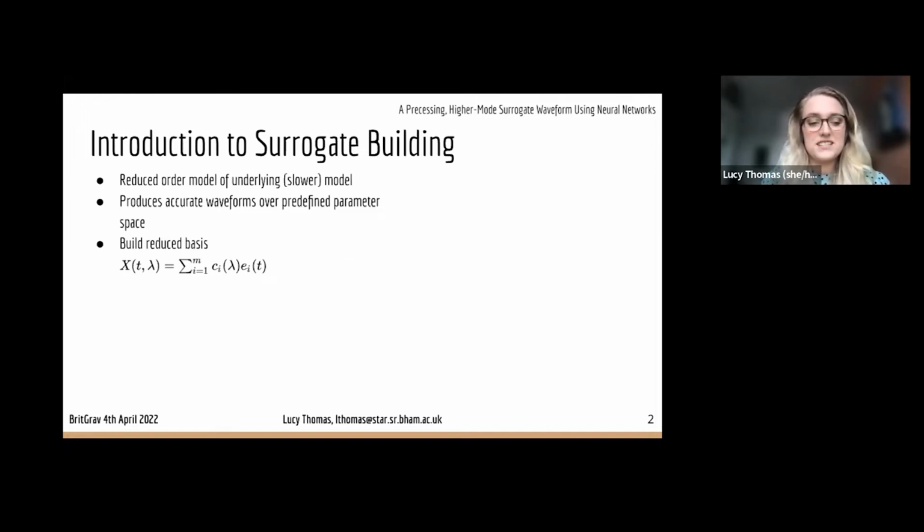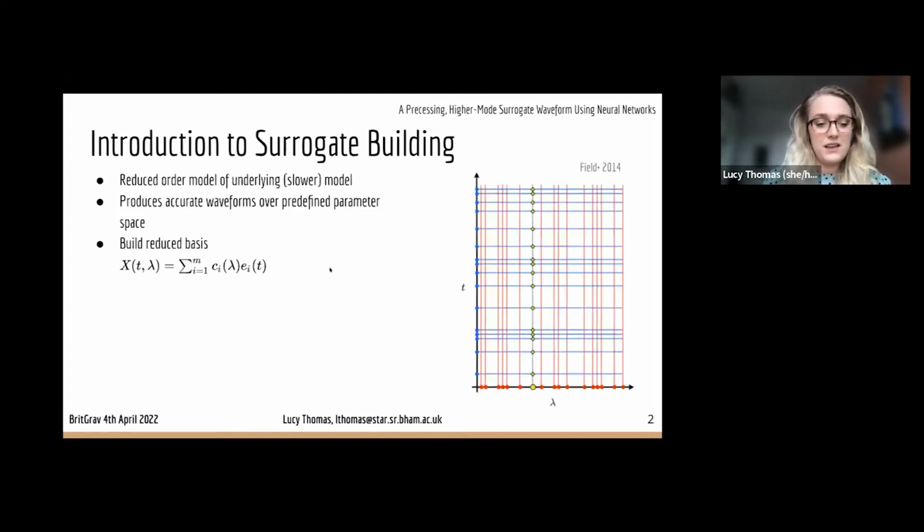over our chosen parameter space, our training space, each waveform can be represented as a linear combination of time-dependent basis elements multiplied by some coefficients which depend on the intrinsic parameters. We use a greedy algorithm to build this reduced basis, which allows us to represent every waveform within our training space data in this way, to within some accuracy, which we call our greedy tolerance.